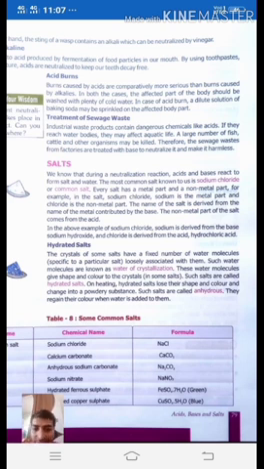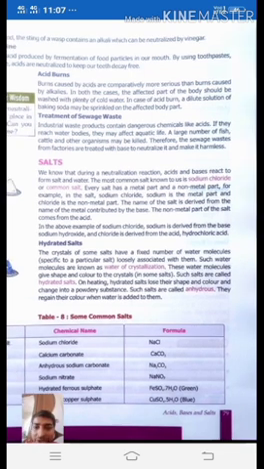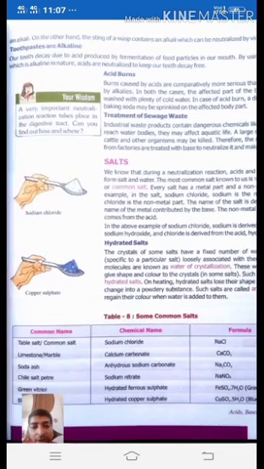When water is present, they have the color. When water is not present, they don't have the color, right? When water is added again, they will regain the color, right? So crystals of some salts have a fixed number of water molecules loosely associated with them. Such water molecules are known as water of crystallization, right?